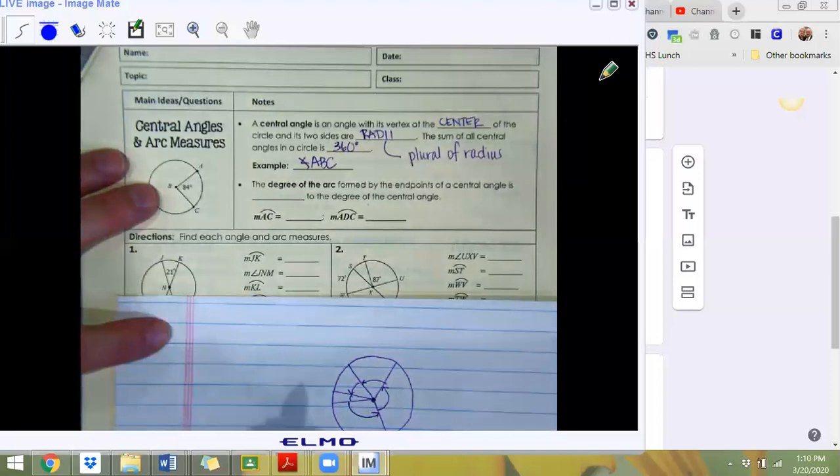Where the heck are your angles? What? Don't have a question?